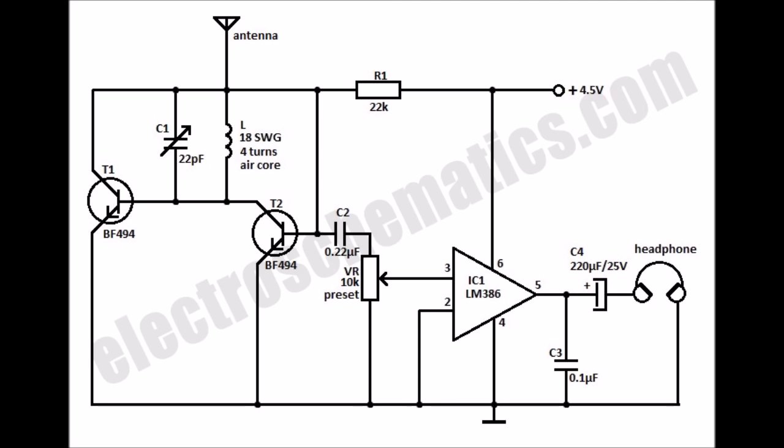Now to change the stations, we change the value of the capacitance of capacitor C1. Doing so changes the resonant frequency of the circuit, and hence when this resonant frequency becomes equal to the frequency of the required channel, the antenna starts catching signals from that channel, and thus our channel is changed.